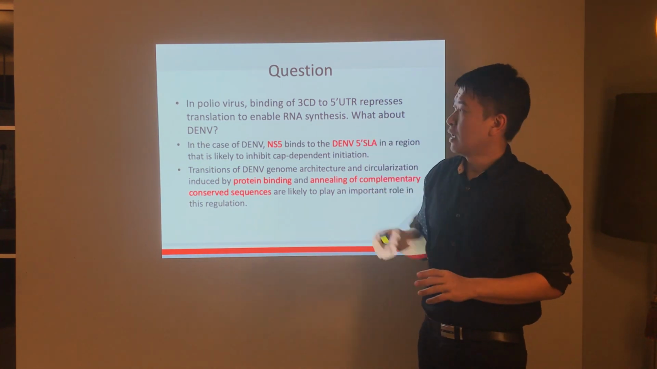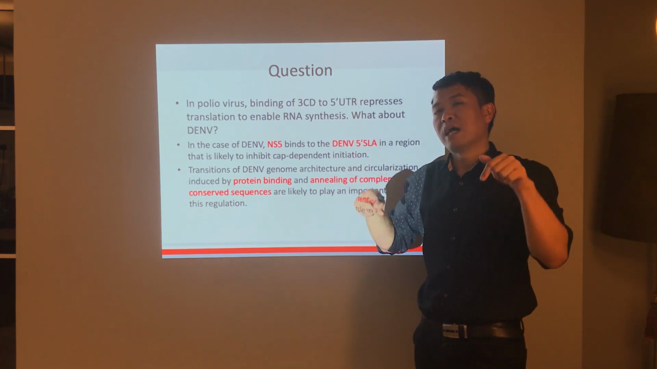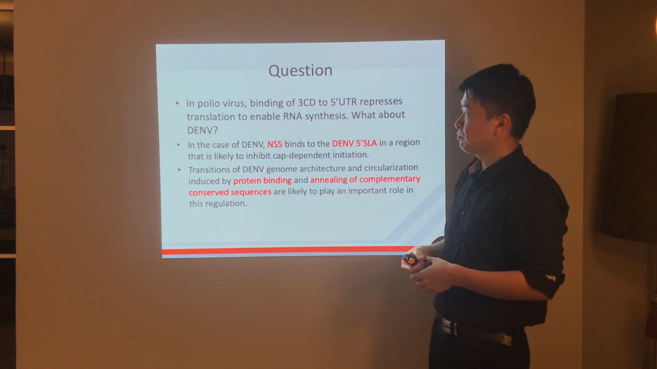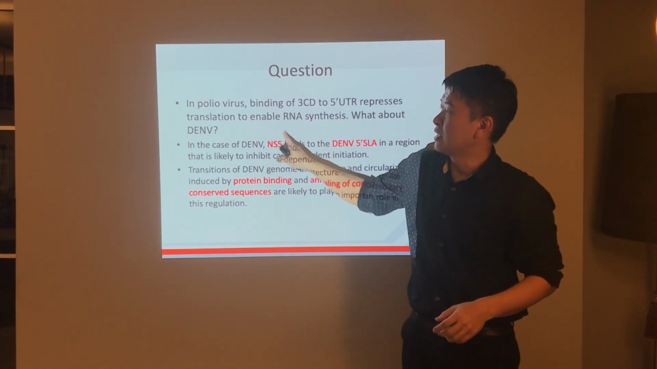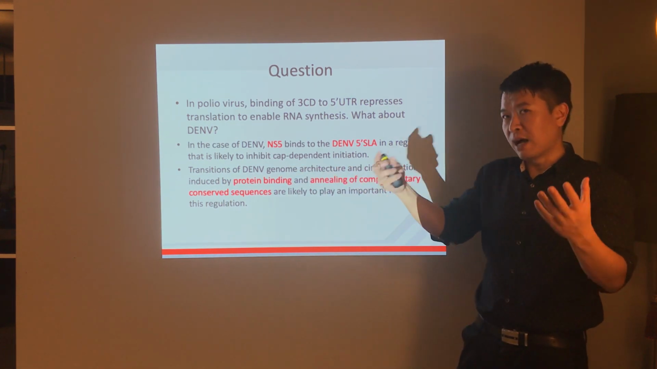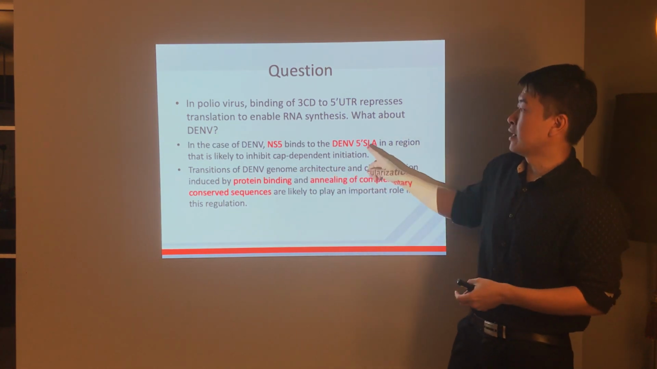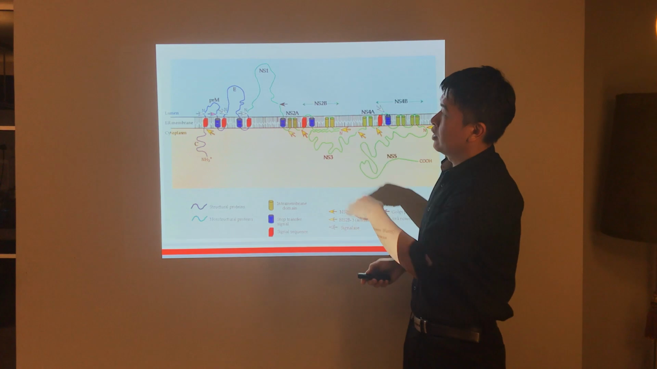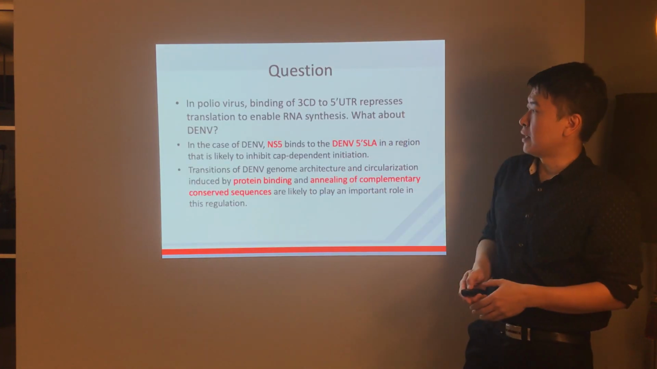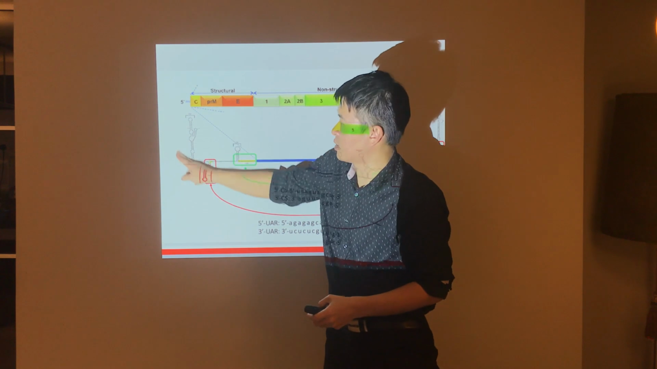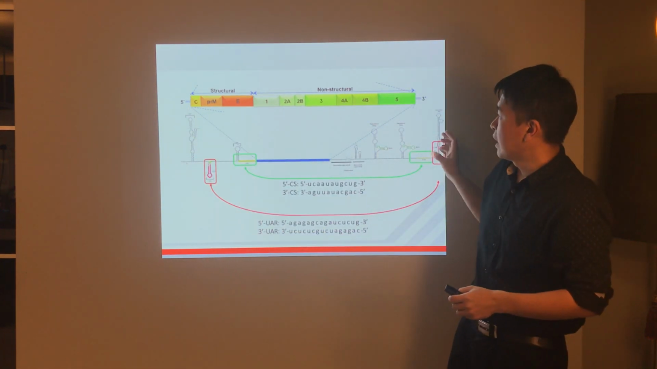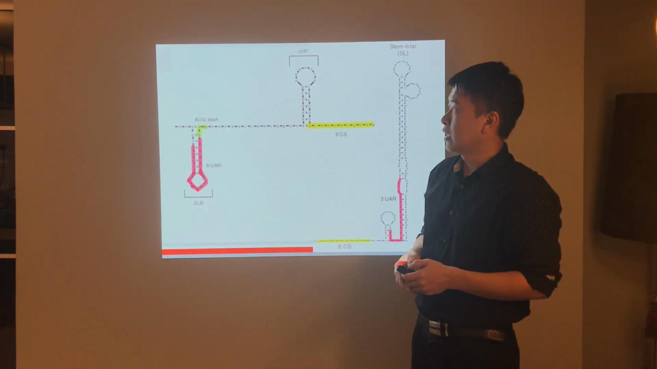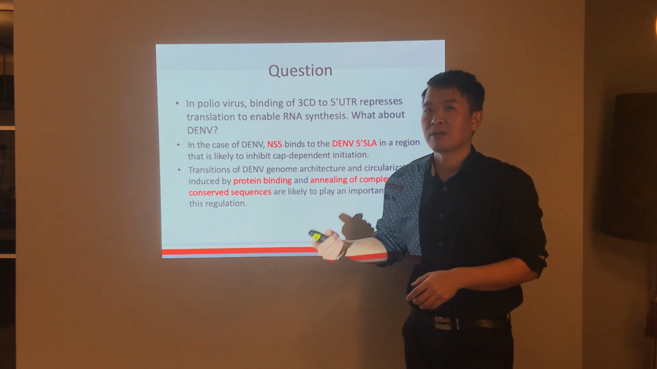So what about dengue virus? How does dengue virus stop the translation and tell the viral genome to start replicating? In the case of dengue virus, it is the polymerase NS5 that, after being translated, binds to the 5' stem loop A, the one located on the 5' end of the genome, which is this one here. So NS5 is the one that binds to this stem loop, stops the translation from occurring, and starts the process of replication.